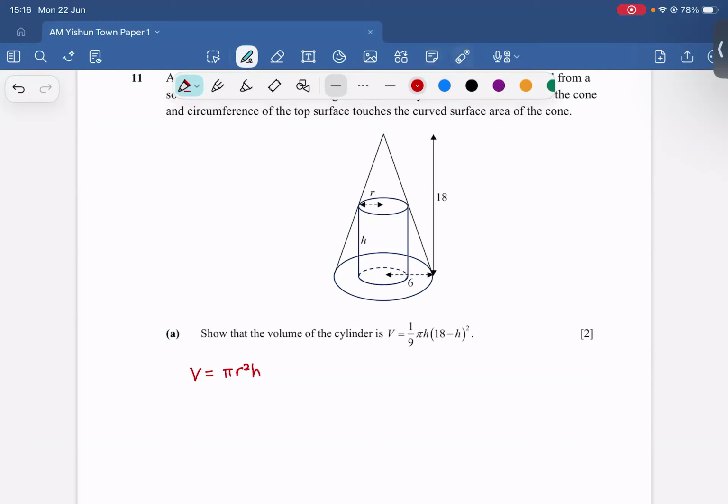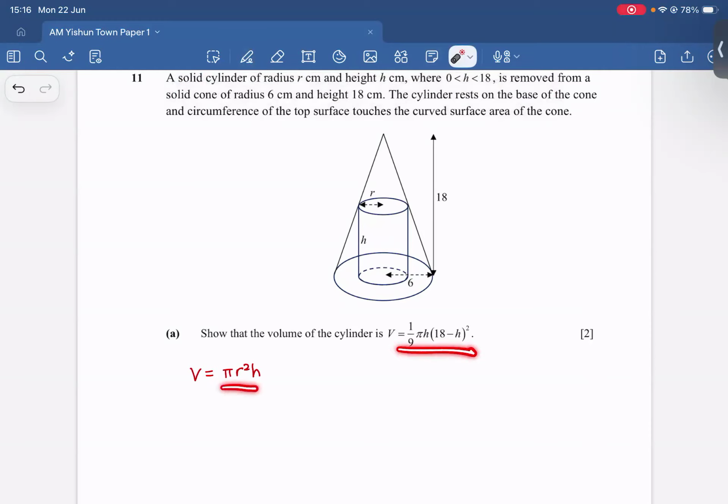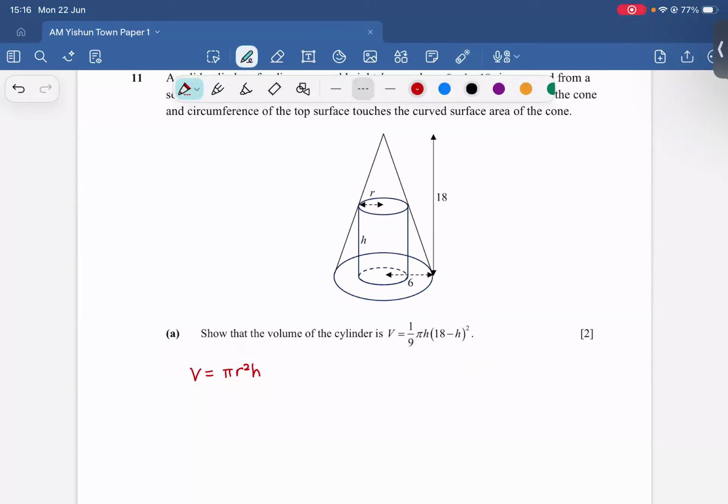Okay, the next thing I will do is I will compare these two and see what is the difference. Difference in terms of what? The first thing you should see is the letters. So you can see there's r and h here, but here there's only h. What does this mean? This means I need to form another equation that can change my r into h. Okay, and when you have a cone, normally we will use similar triangles. This is the similar triangle that we have. Okay, so this triangle is similar to this triangle.